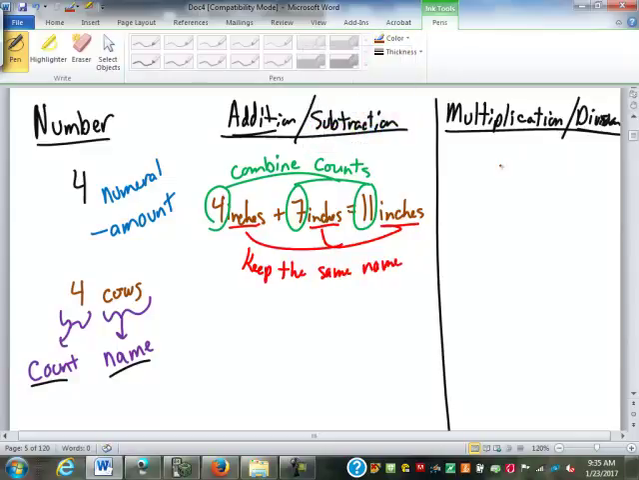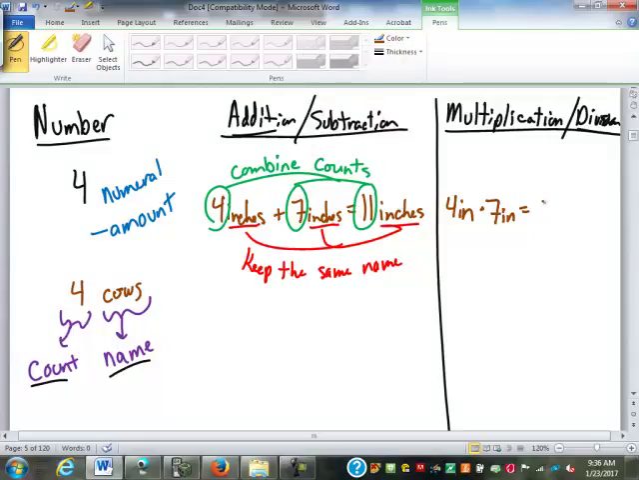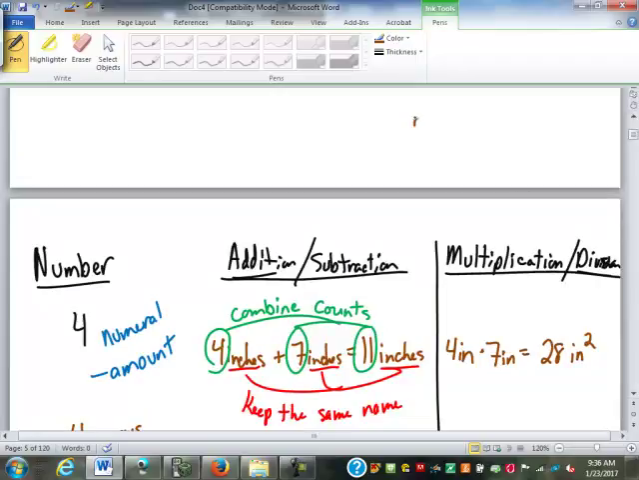Now on the other side over here for multiplication, if I do 4 inches times 7 inches, is everybody familiar with the dot being used for multiplication instead of the little x? Okay. So I do 4 inches times 7 inches. What do I get? 28 what? Not inches, but inches squared, or square inches. If you think about it, if I'm multiplying 2 dimensions, generally what I'm looking at is like an area. So I have 4 inches by 7 inches. I'm going to get square inches, or inches squared.